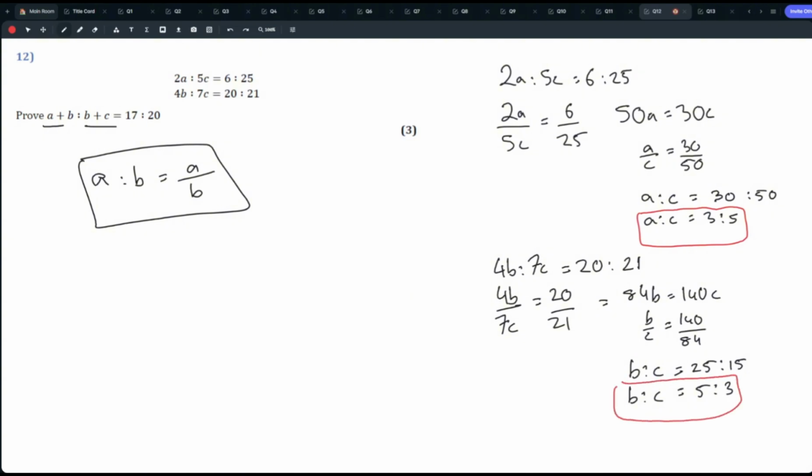Now we are pretty much where we were at the first question. We have A to C, which is 3 to 5, and then we have B to C, which is 5 to 3. Now this is a split ratio problem again, but what we can do is find what the repeating part is, which is C, and then work out a common multiple, which is 15. So I can times this side by 5 and this side by 3. This makes it 9 to 15.